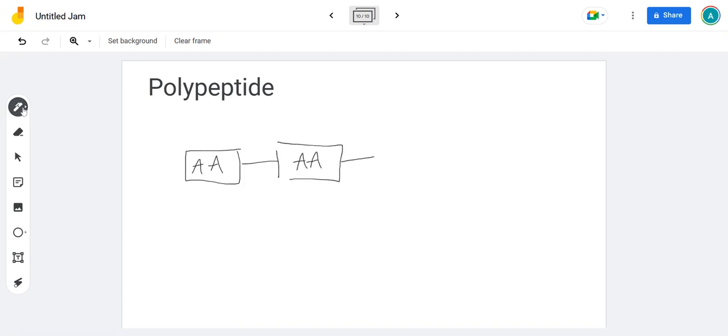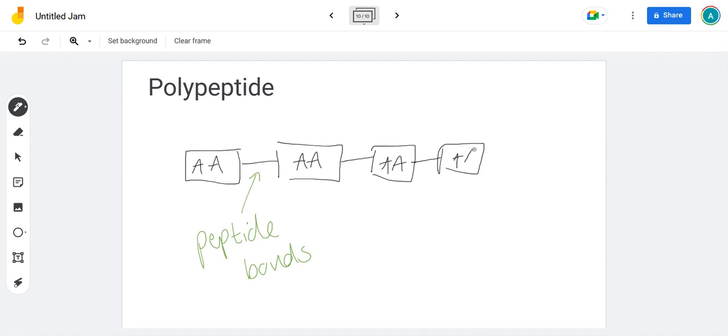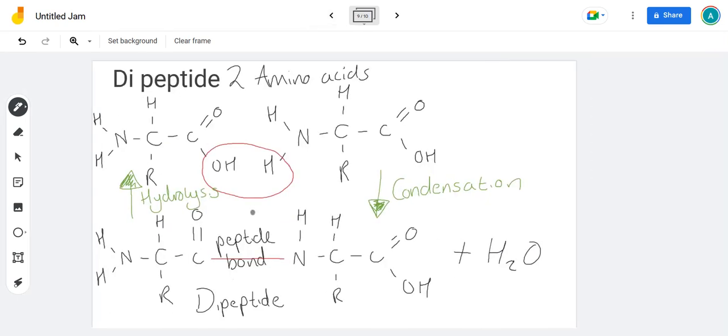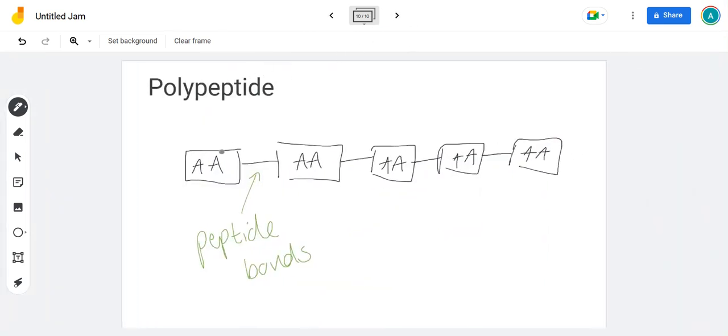Peptide bond. Let's label these bonds. Peptide bond to another amino acid. Peptide bond to another amino acid. And each of those are going to look like this. Okay, these are the peptide bonds. So that continues, adding lots of amino acids in a chain, and that chain is called a polypeptide.